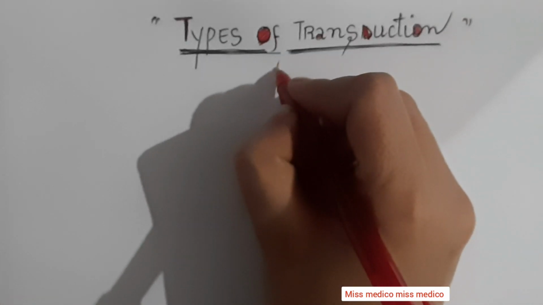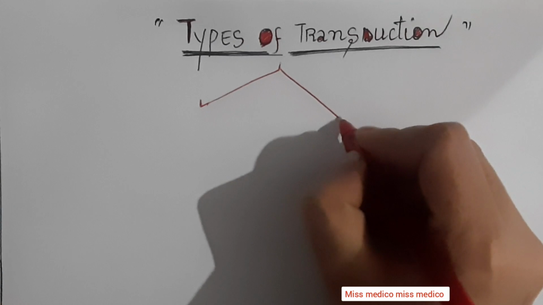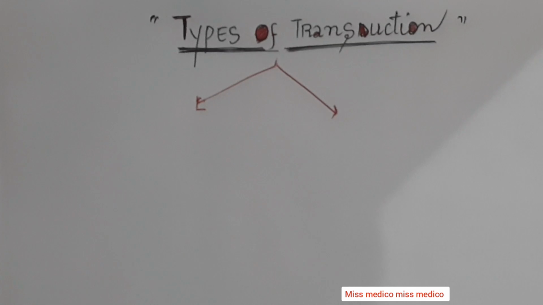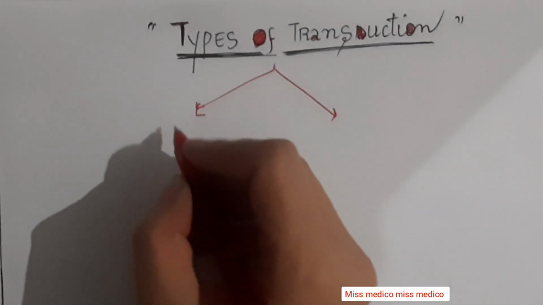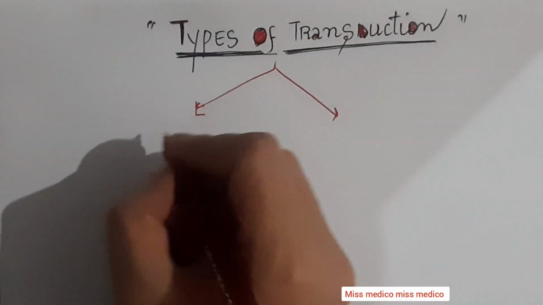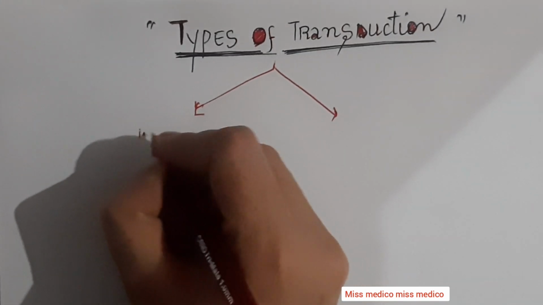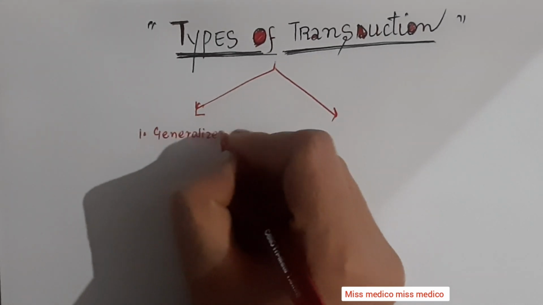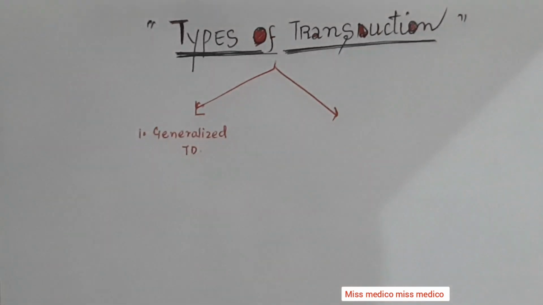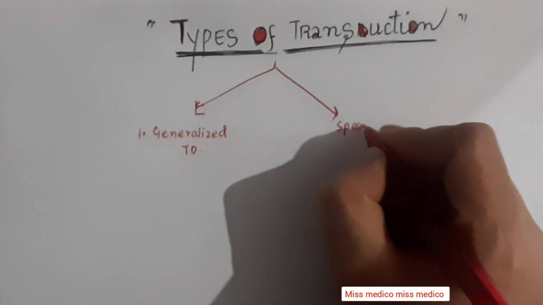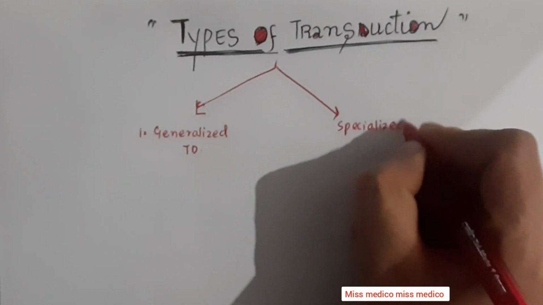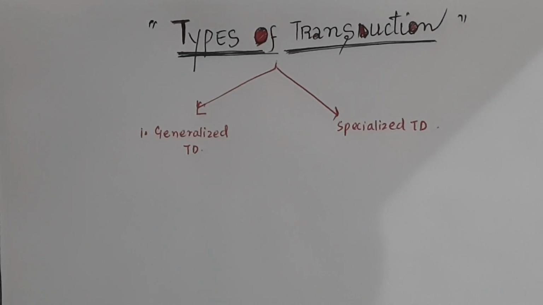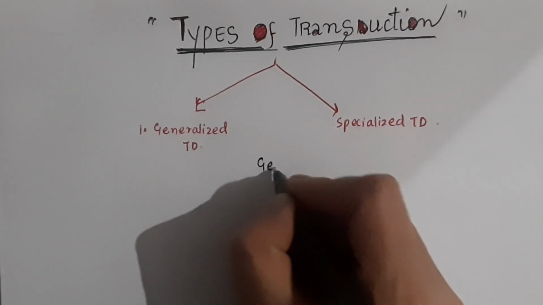So let us start. We have got two ways by which a bacteriophage is able to carry genetic material from one bacterial cell to another bacterial cell. There is generalized transduction and there is specialized transduction. Firstly, we will discuss the generalized transduction.